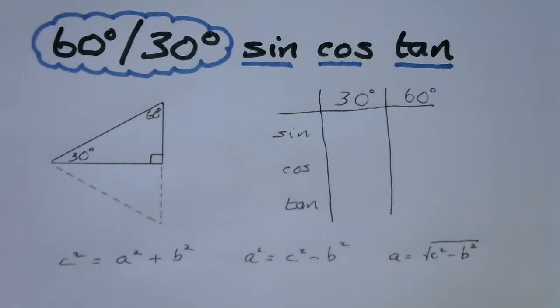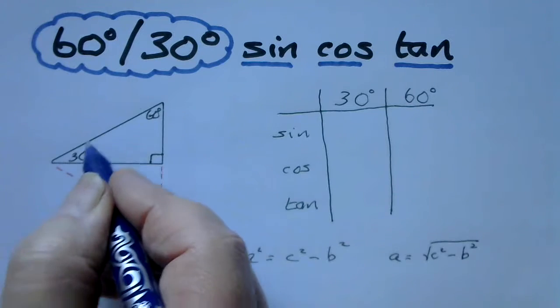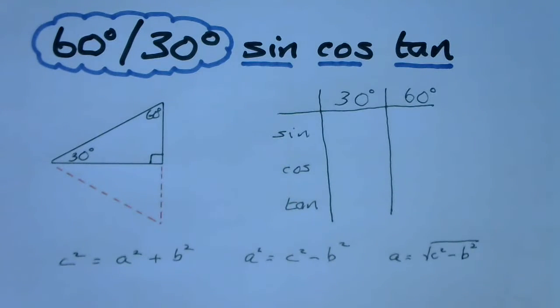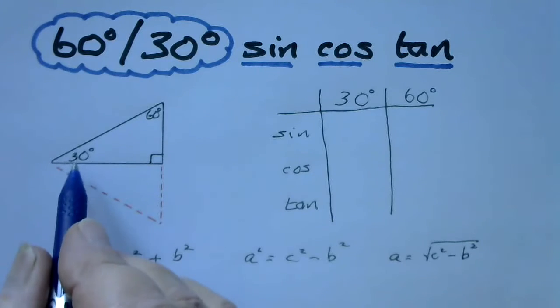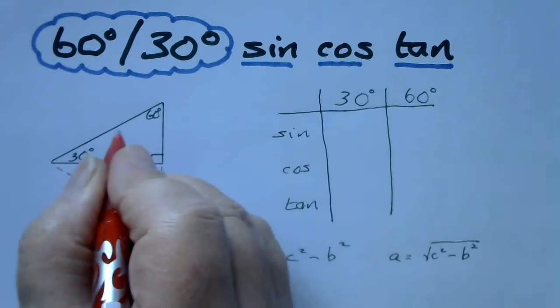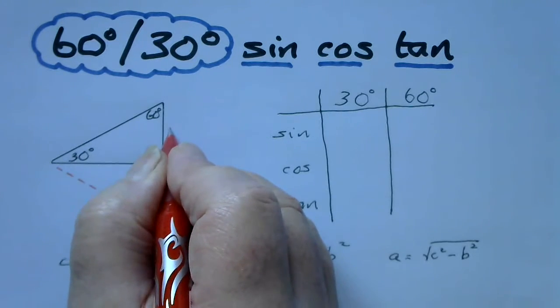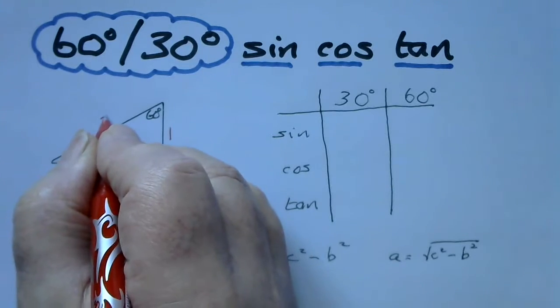And the first thing to notice is that it's exactly half of an equilateral triangle. And that tells you something about the 30-60 triangle straight away. It tells you that these two sides, the shorter side and the hypotenuse, are in the ratio of 1 to 2.